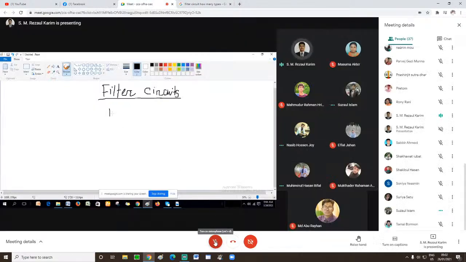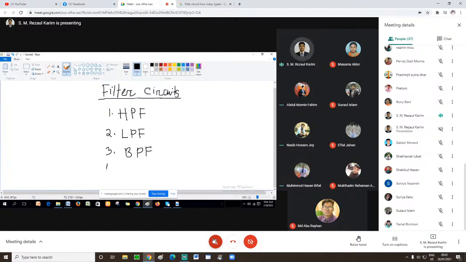Okay, I'm writing here. Filter circuit can be high pass filter, we are calling it HPF. Number two, low pass filter, LPF. Number three, band pass filter, BPF.